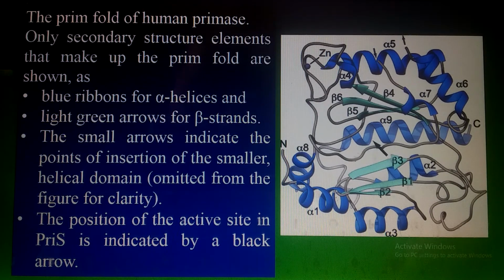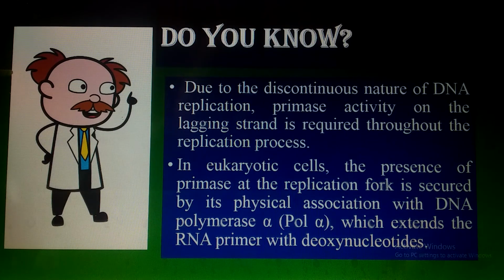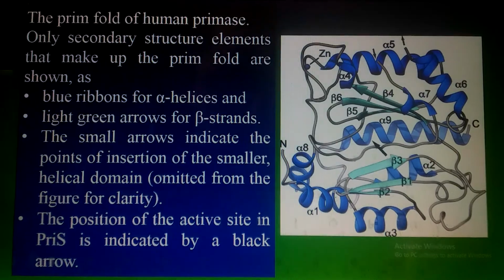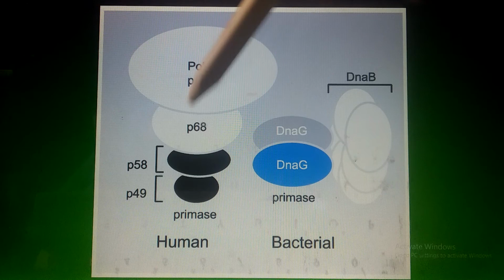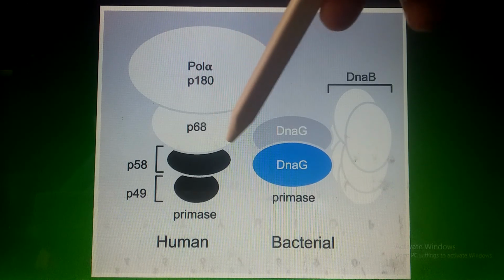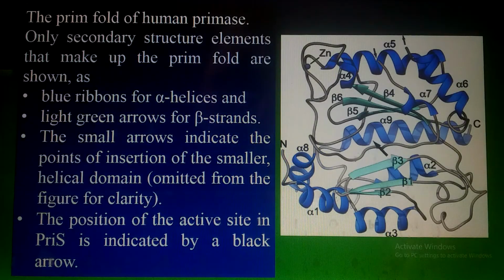This is that. Okay. Now, due to the discontinuous nature of DNA replication, primase activity on the lagging strand is required throughout the replication process. Must keep it in your mind. Because of the discontinuous DNA replication on the lagging strand in the form of Okazaki fragments, primase activity is required throughout the replication process. In the eukaryotic cell, the presence of the primase at the replication fork is secured by its physical association with the DNA polymerase alpha. As you have seen here, the polymerase alpha is attached to the primase, and this polymerase alpha secures that primase. Is it clear?